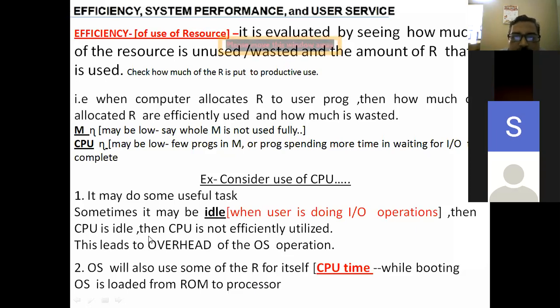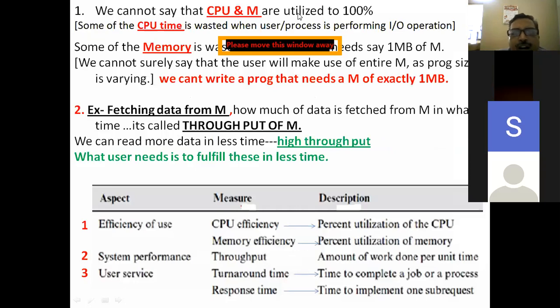Now moving to the next slide. So we cannot say that CPU and memory are utilized to 100%. Why do we say that? Because some of the CPU time is wasted when a user or process is performing appropriately. Like I said, when any program or process is busy doing input and output operations, in that case, the CPU will not be doing any sort of computation, or the CPU will be kept idle. Why? Because our process is busy performing some input and output operations.